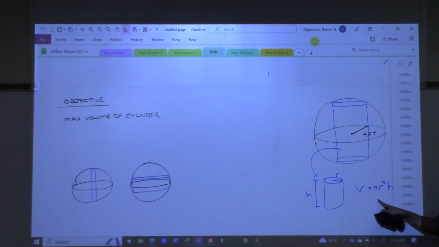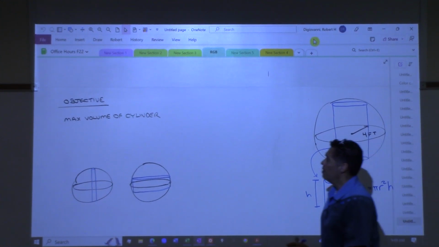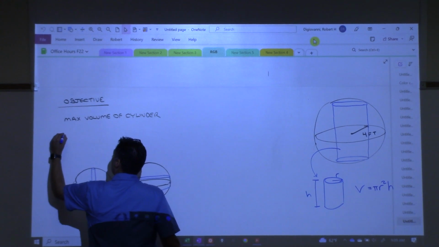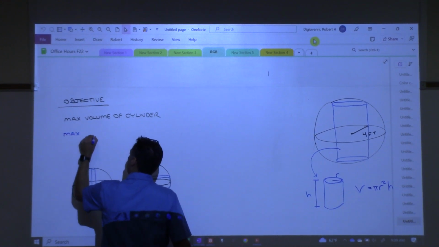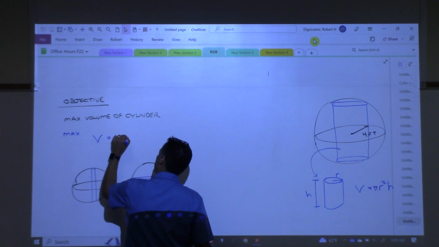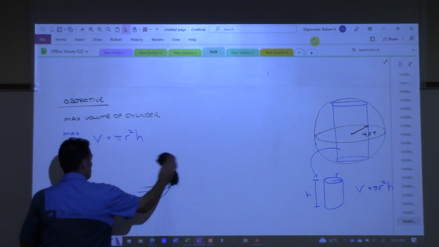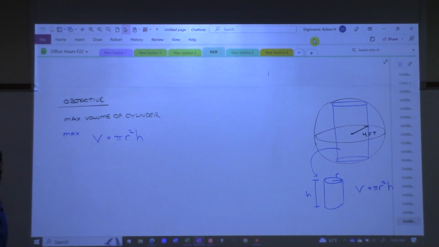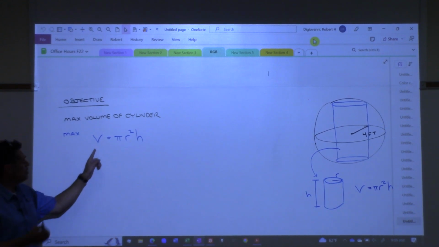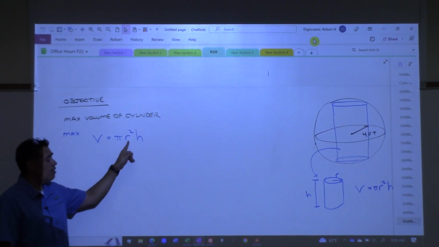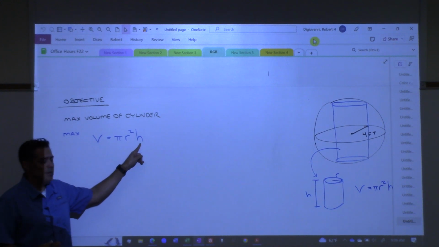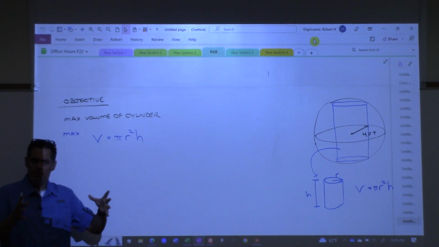So I want to make this as big as possible. I'm just getting that from the formula off the sheets. I want that to be as big as possible, right? So I want to find the maximum of V equals pi times the radius squared times the height. So right now, as you look at it, the volume depends on two different things, right? In order to determine the volume of that cylinder, I need to know r, which is a variable, and I need to know h. Those are going to change, right?